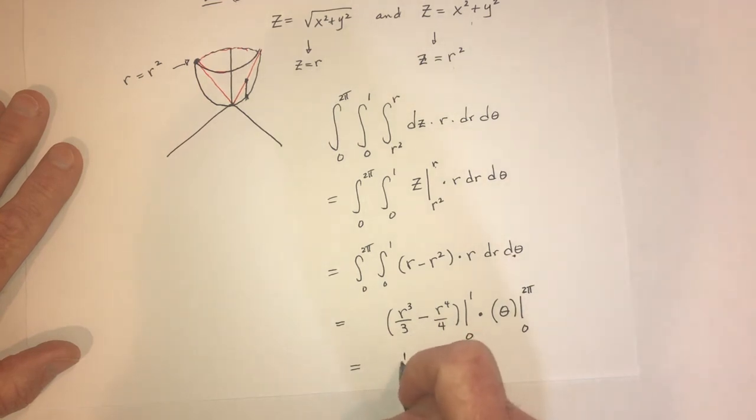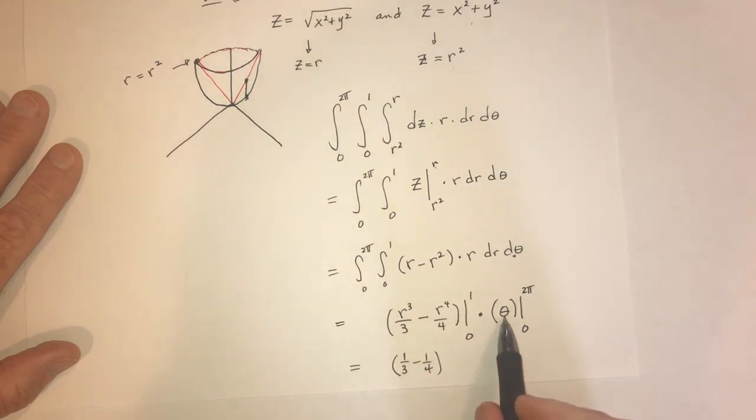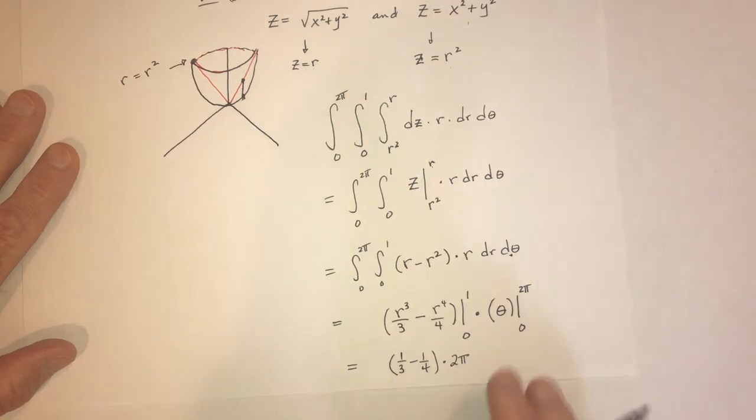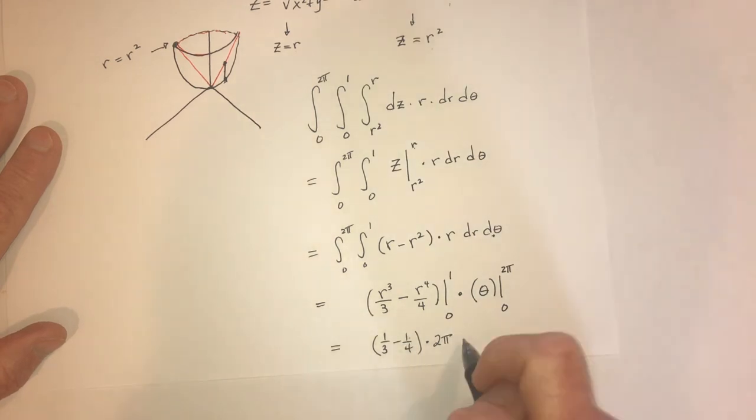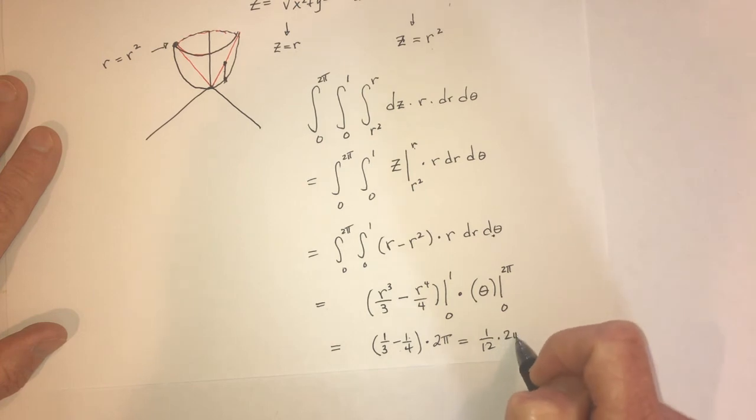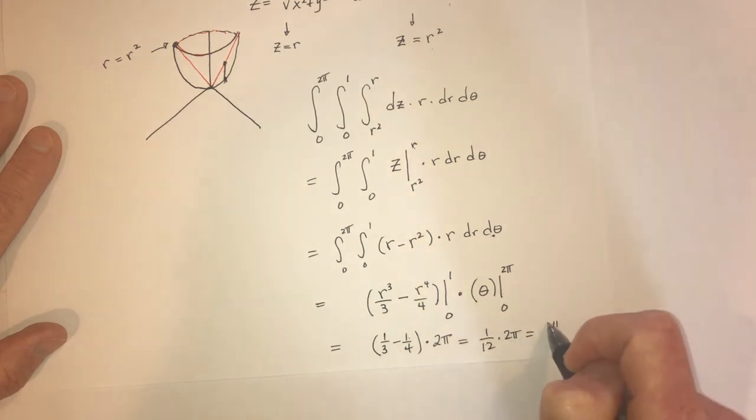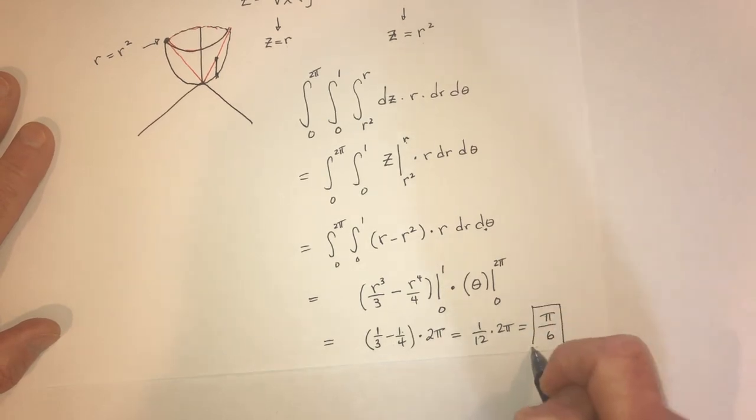Substituting 1 means that it's 1/3 minus 1/4. And this one's going to be 2 pi minus 0. So 1/3 minus 1/4. So that would be 4 minus 3 is 1 over 12. So it's 1/12 of 2 pi. Or in other words, it's pi over 6.